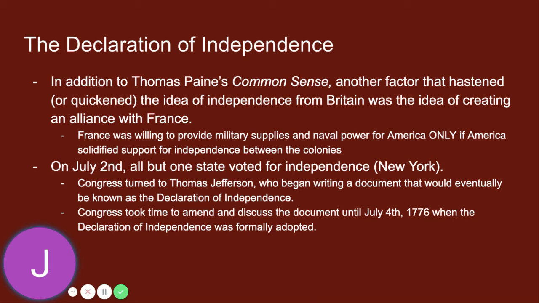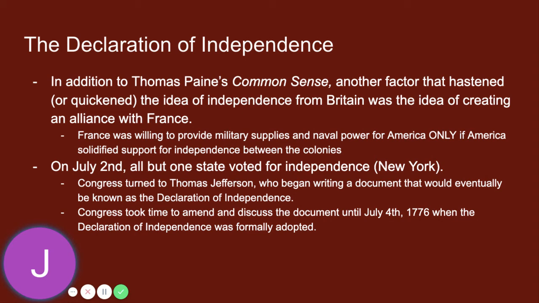France was willing to provide military supplies and naval power for America only if America solidified support for independence between the colonies. And if you don't know, naval power is essentially the Navy, the military that covers the sea. So it's all of the boats and things like that. This was only if America could get all of the 13 colonies to vote for independence and officially secede from Great Britain to become their own country.